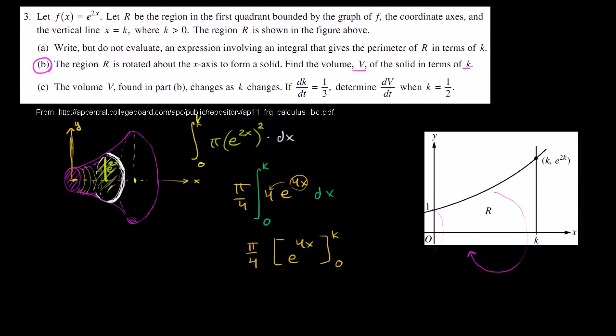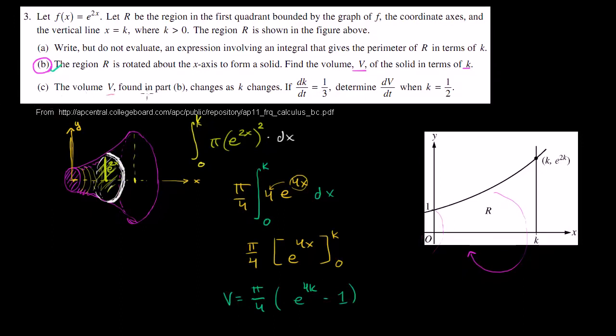And so when you evaluate it at k, it's e to the 4k. So this is going to be pi over 4 times e to the 4k minus e to the 4 times 0, which is e to the 0, which is 1. So this is our volume, pi over 4 times (e to the 4k minus 1). And so that is part B. We did that. Now part C, I think we have time for this.